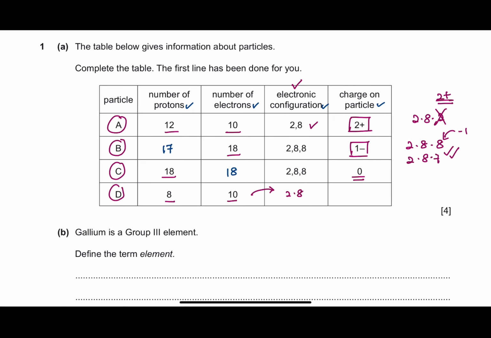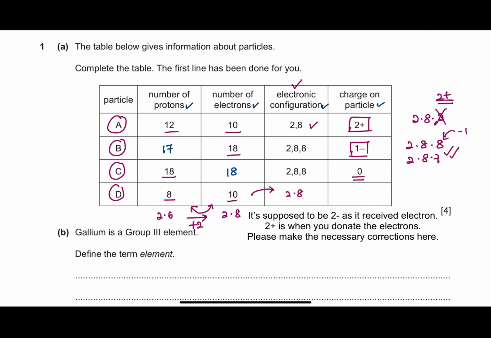And the charge on the particle depends on the difference between the proton and electron numbers. 8 protons means previously it had an electronic configuration of 2.6 and it became 2.8. This means that it has received 2 electrons in order to become stable. So your answer for the charge on the particle would be minus 2.